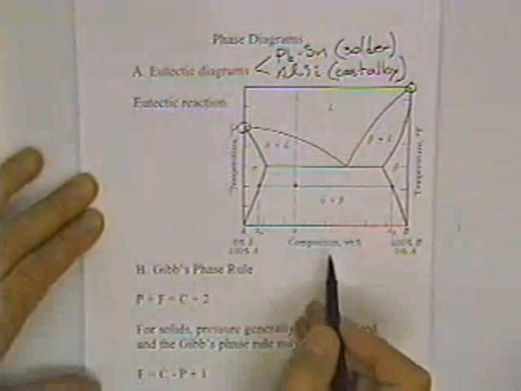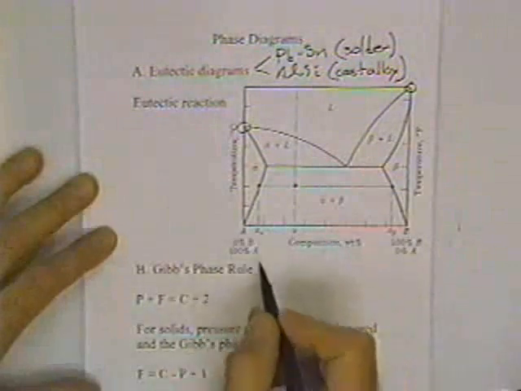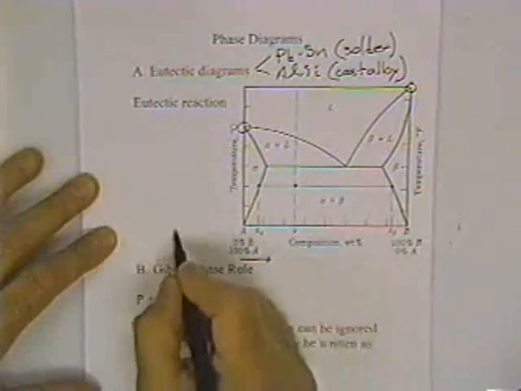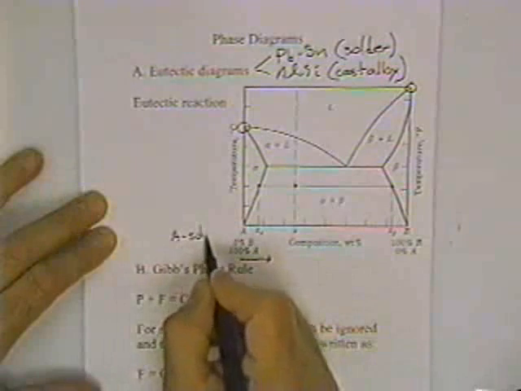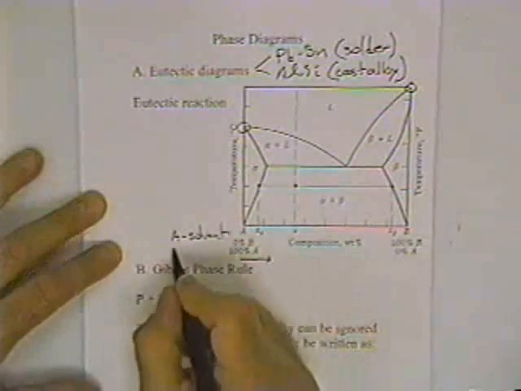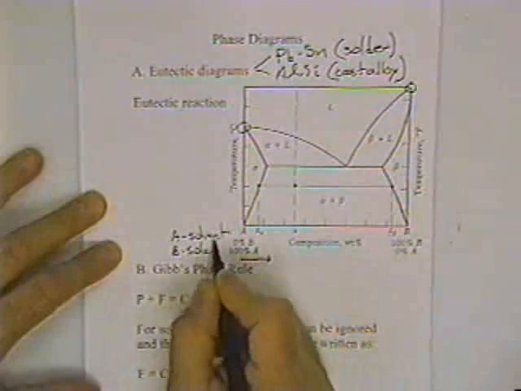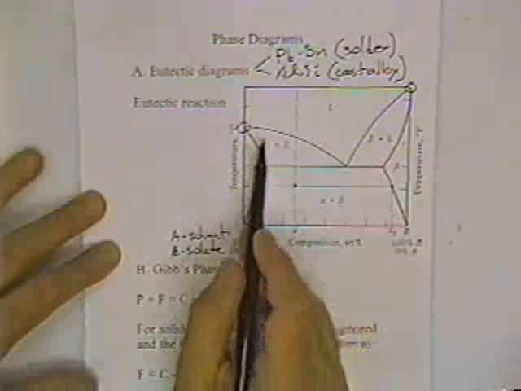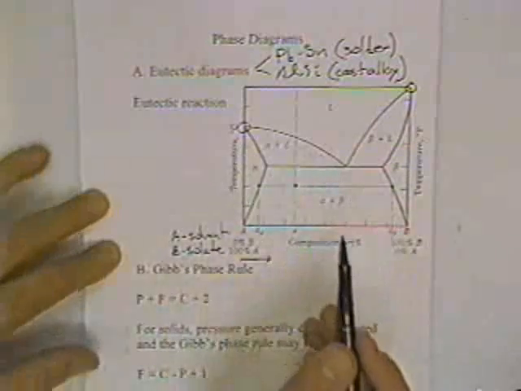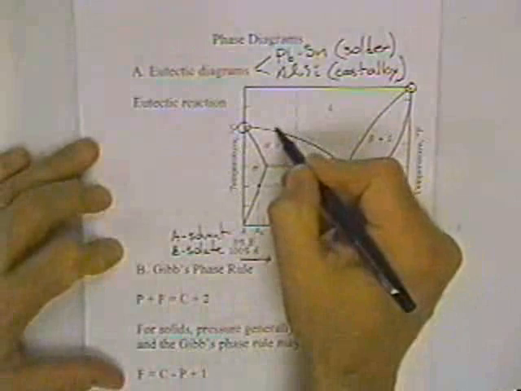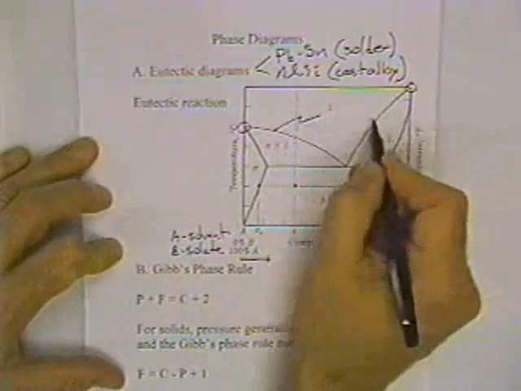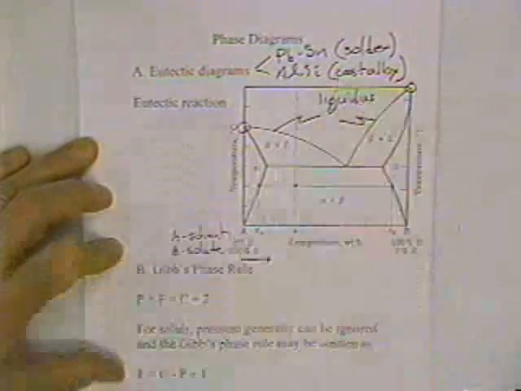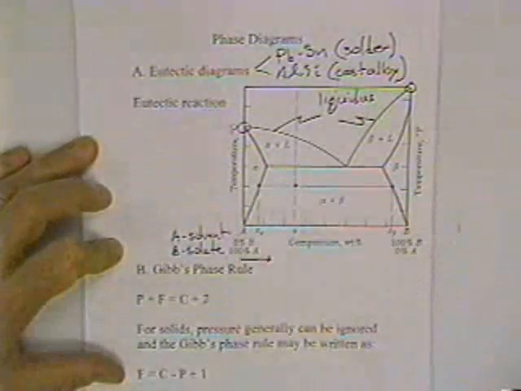And then as you add one element to another, in this particular end of the diagram, we're adding B to A. So A would be called the solvent, and B would be called the solute. And as we add B to A, we find that there is a lowering of the melting point, and this phase boundary is called the liquidus. That phase boundary separates the solid from the liquid.